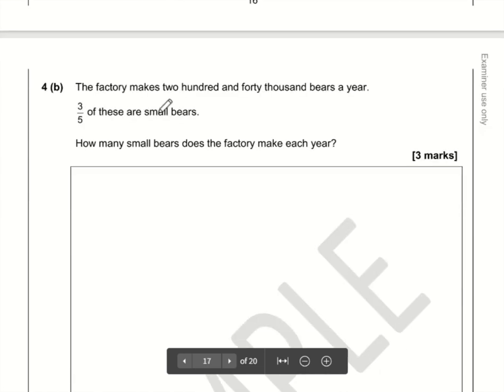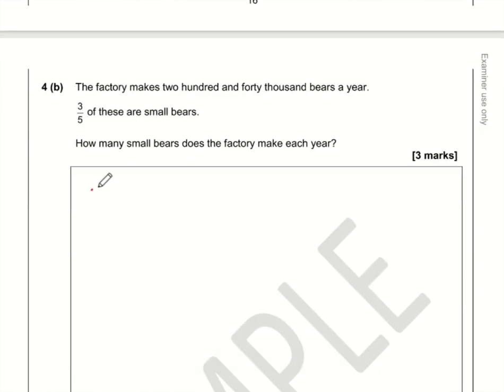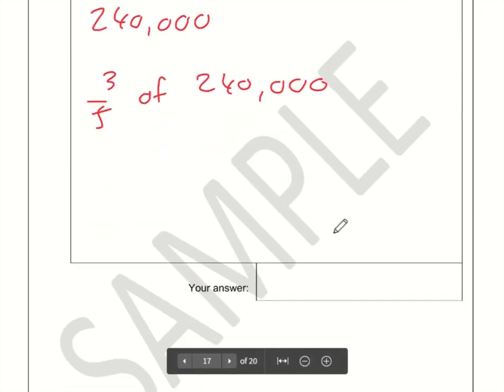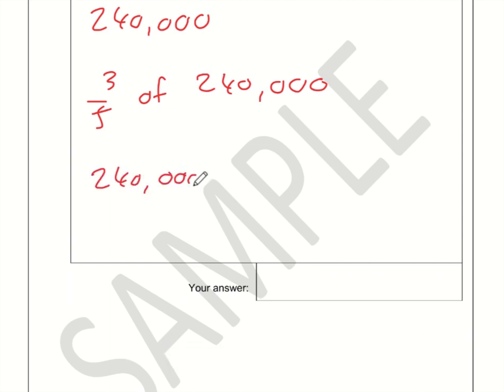Okay, so the factory makes 240,000 bears a year. So that's 240,000, and we want 3/5. So we want 3/5 of 240,000. So here we're working out a fraction of a total. So to do this, what we do is we take the total, we divide by the number on the bottom, and then we multiply by the number on the top. And 240,000 divided by 5 times by 3 is 144,000.